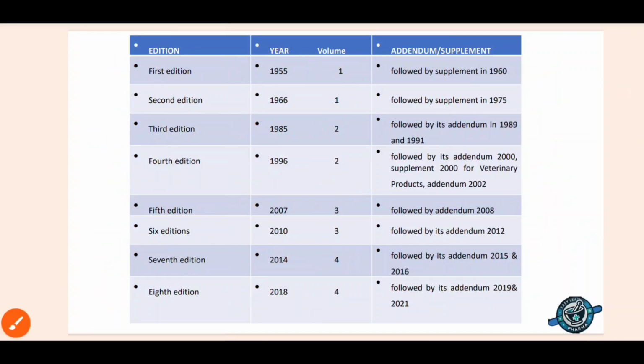Okay, so that is all about the historical background of the pharmacy profession in India, and pharmacopoeia, monograph, importance of pharmacopoeia, and classification of pharmacopoeia, and Indian Pharmacopoeia.